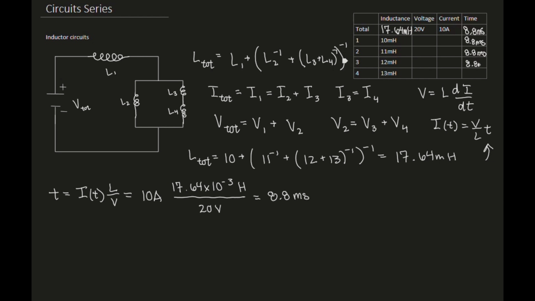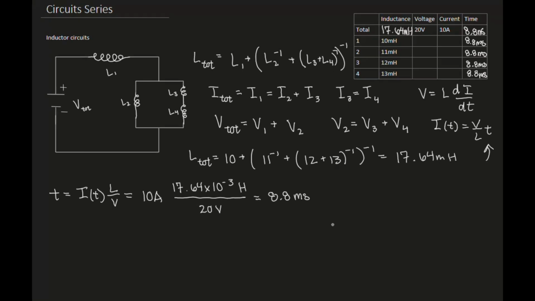8.8 milliseconds. Because I want you to think about all these inductors working simultaneously to build the total current charge of 10 amps. Now that we have the total current, I can also start to fill in some other knowns. I know that the total current is equal to the current across the first inductor. So this is 10 amps. I can then use that to figure out the voltage across 1. So I'm going to use our voltage equation here.